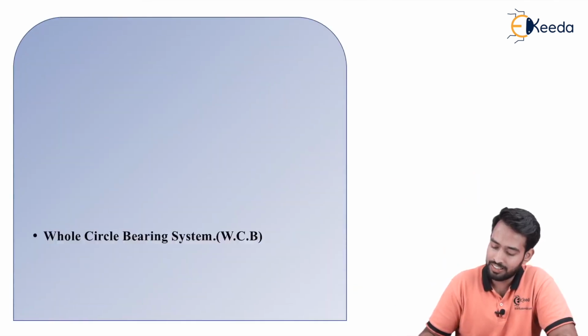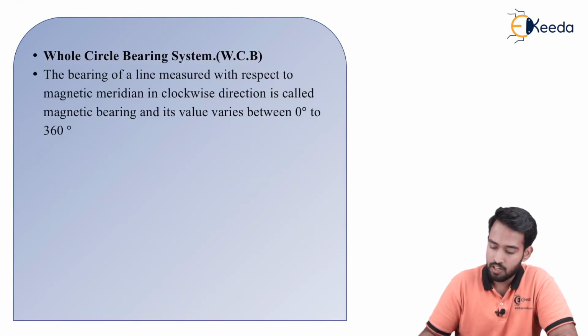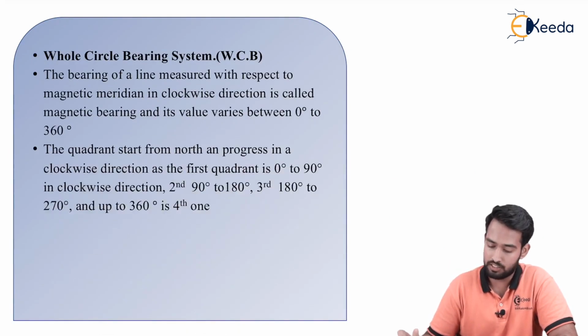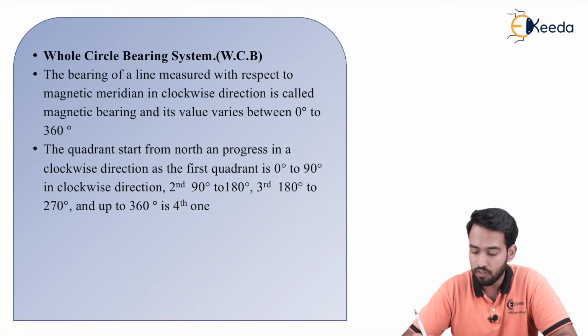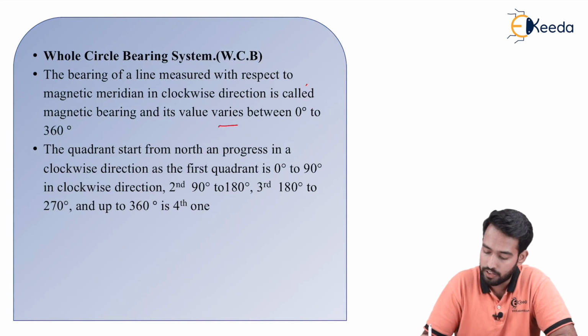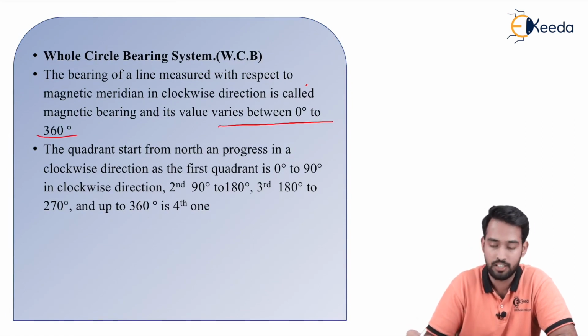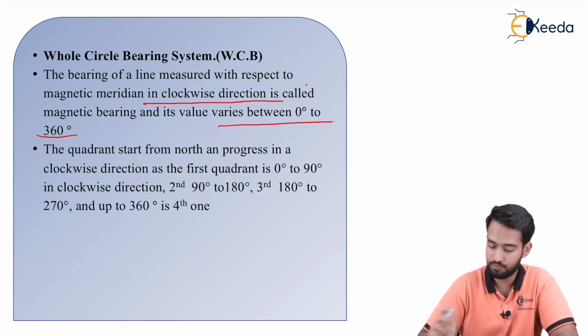Moving on to the next part, in detail, what is whole circle bearing? So the bearing of line measured with respect to magnetic meridian or magnetic north in a clockwise direction is known as magnetic bearing, and its value varies from 0 to 360 degree. And the clockwise word is very important here.